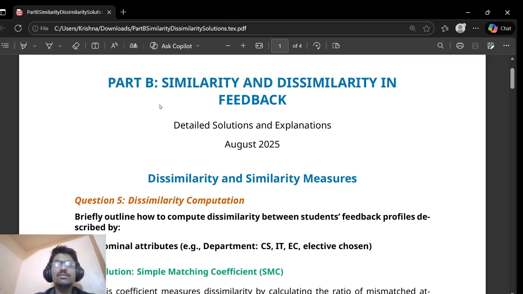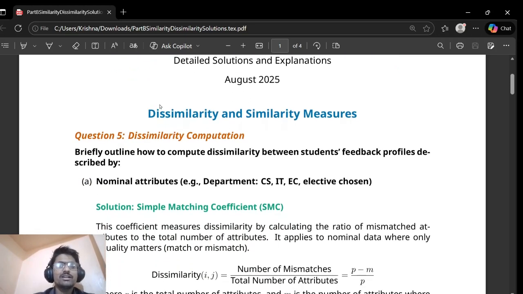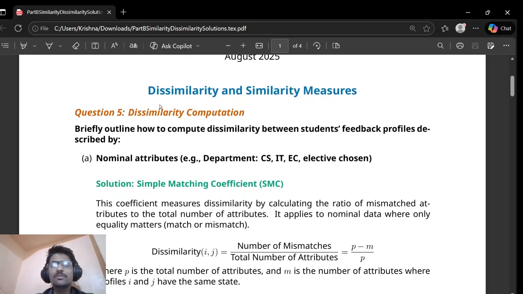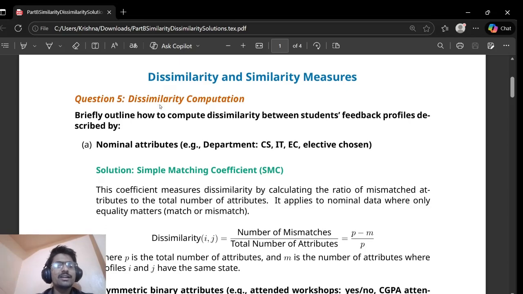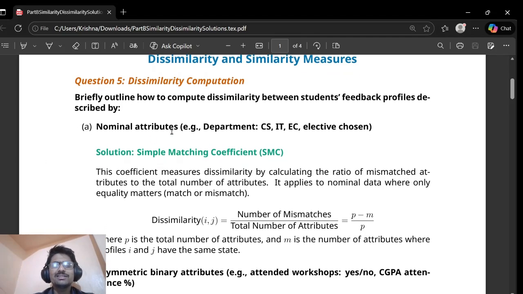Say part B of first internal. So question 5: Briefly outline how to compute dissimilarities between students' feedback profiles described by attributes. Nominal attributes, for example departments: CSIT, electronics, selective chosen.